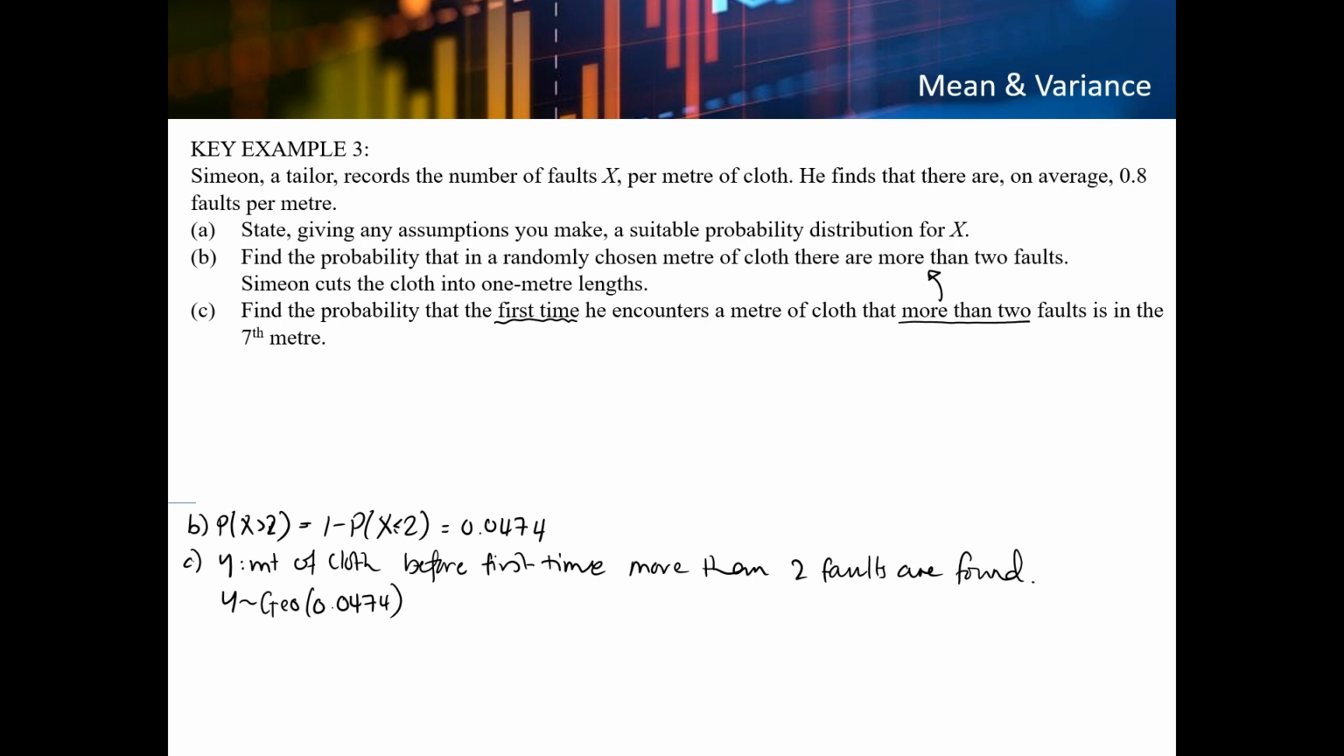So we want that to happen on the 7th metre. So Y is equal to 7. Well, that means we've failed 6 times and then succeeded once. That is 0.0354.